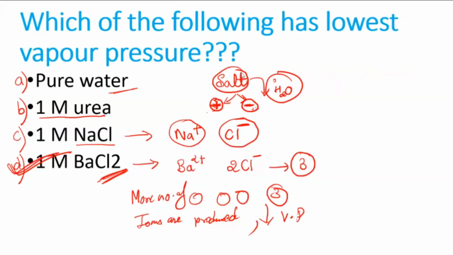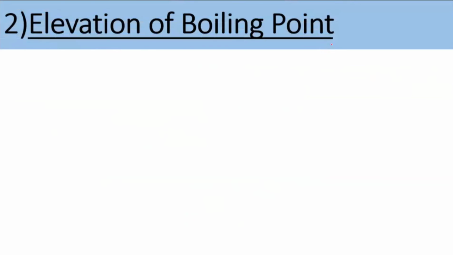Excellent. Okay, good. Now we'll go for the next concept. Here we are done with relative lowering of vapor pressure. We have worked out problems also. So today I'm going to start with the second colligative property, that is elevation of boiling point.